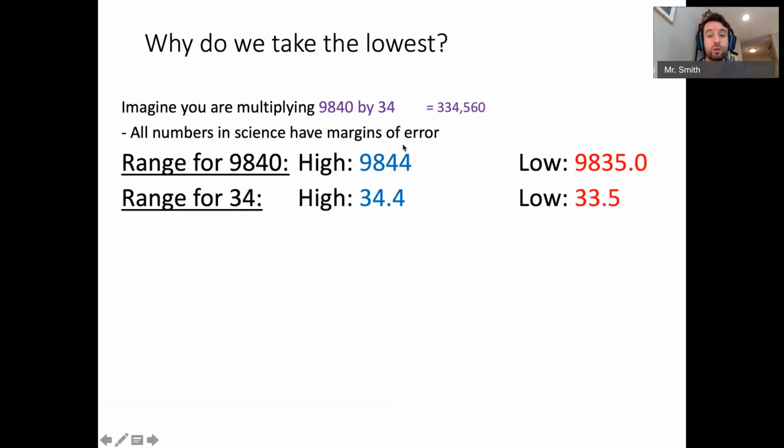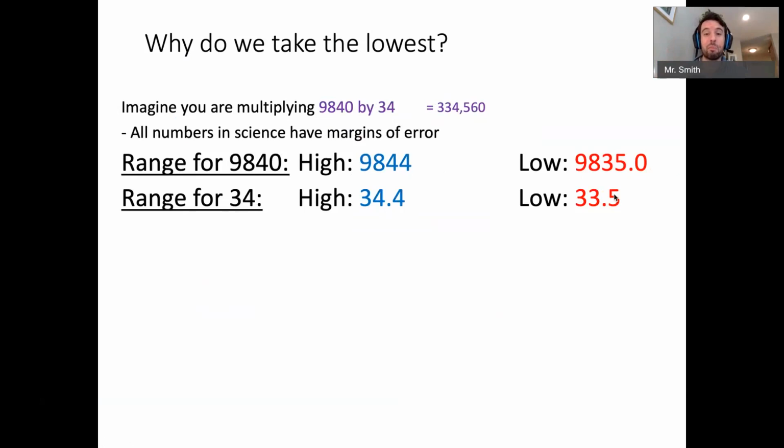There's also a range for 34, right? 34 could be 34.4, and it would still be 34 if you rounded it down to two sig figs, or 33.5. That's about as low as you can go and still have it round up to be 34. Now, those are the ranges of the individual numbers.